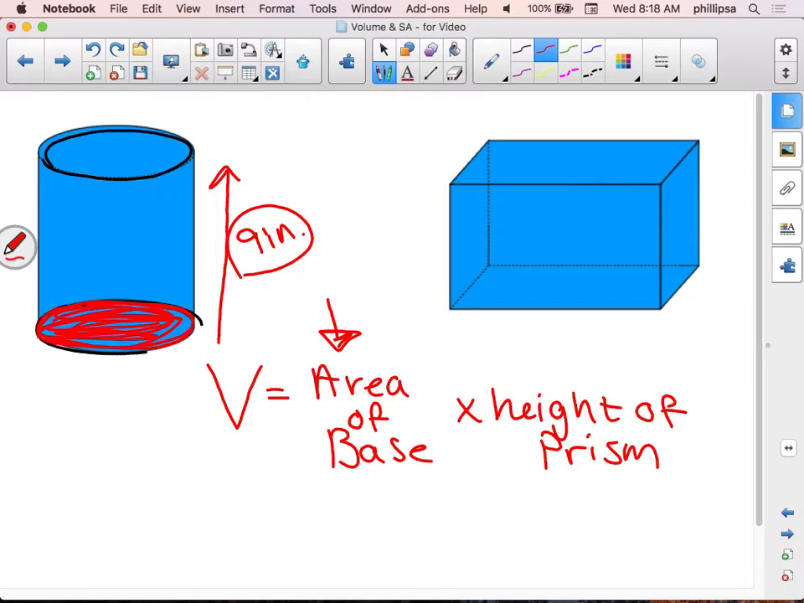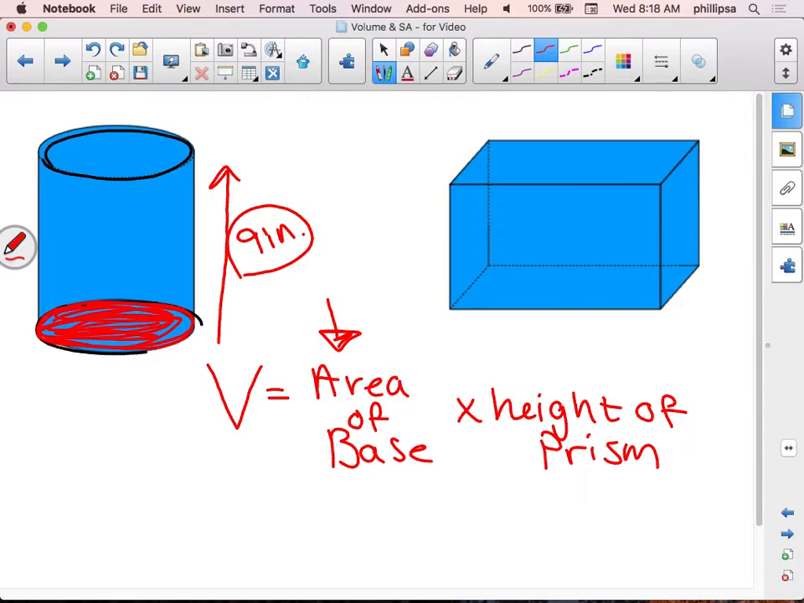Now it's important to realize that, aside from measurements always changing numerically, the area of the base is pretty much the only thing that's going to change in this formula. Depending on what the base is, you would have to use a different formula in order to find that area, okay?